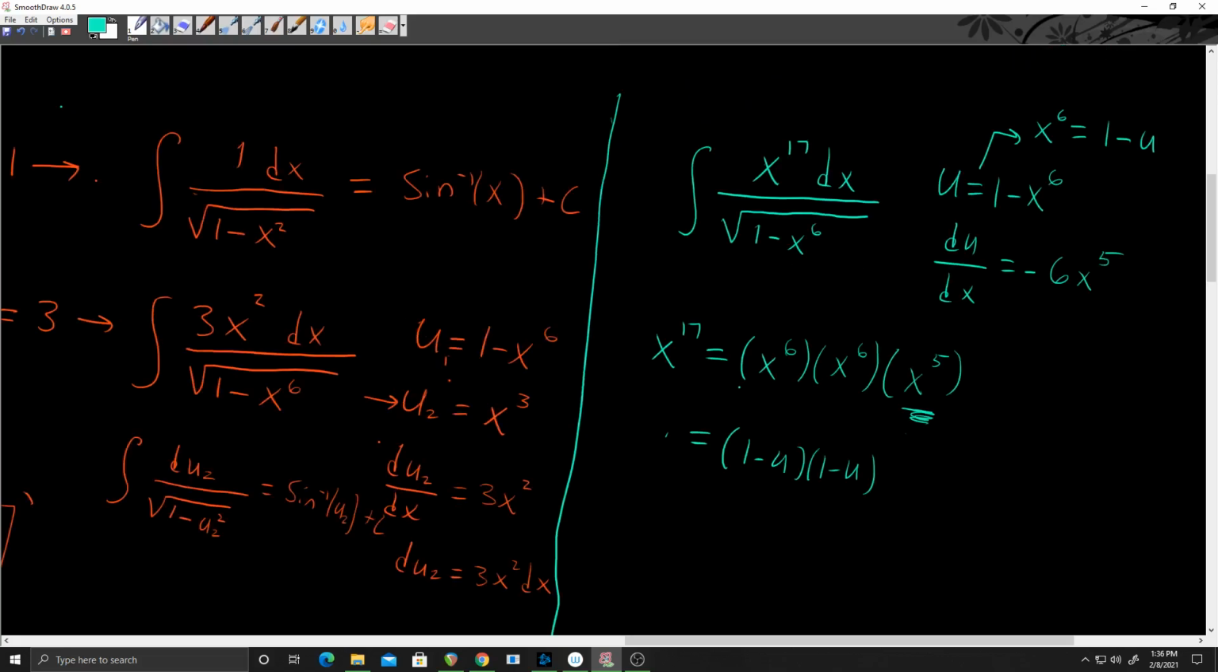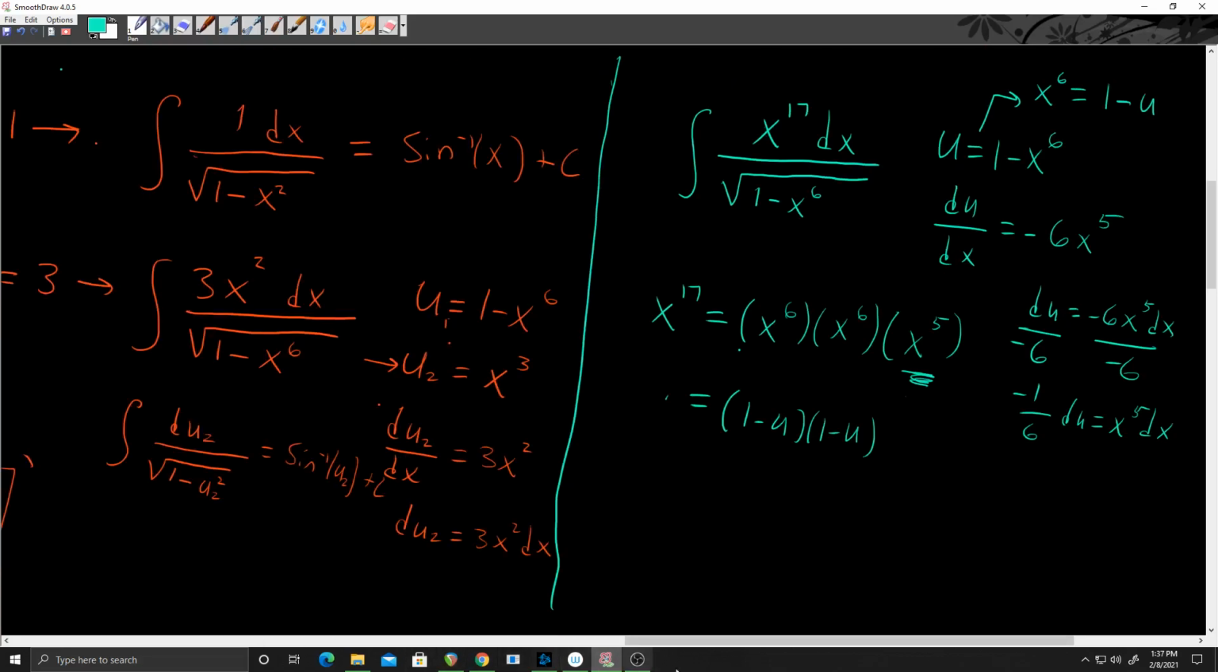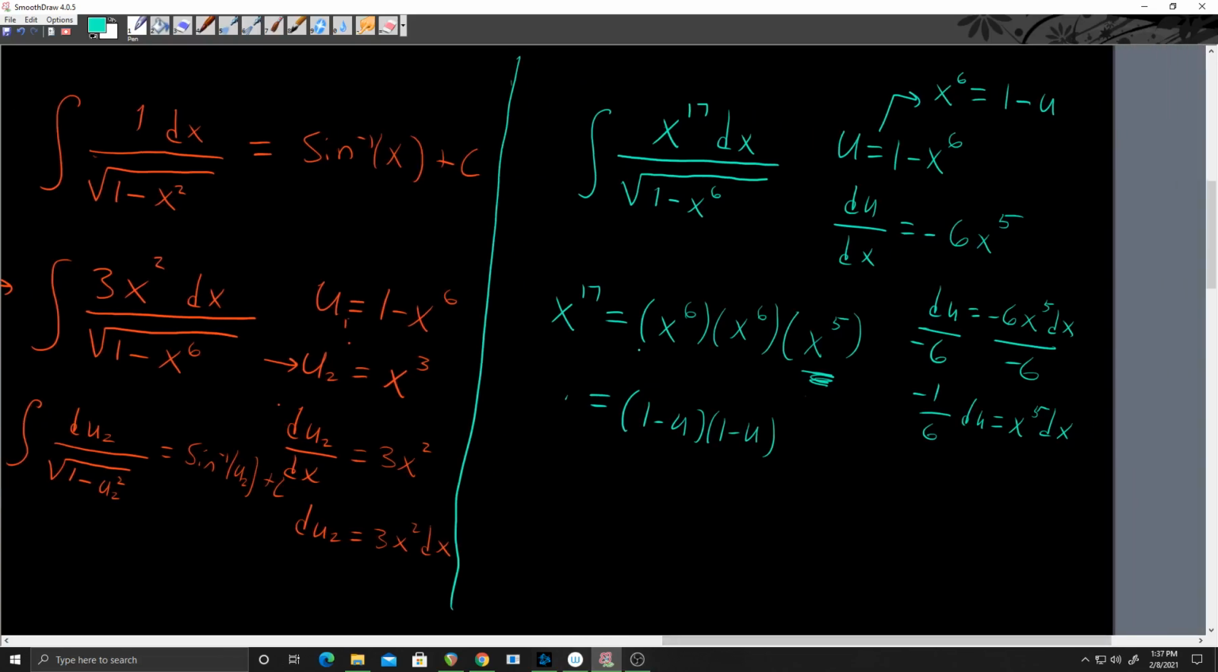And now let's work this out. du is going to be negative 6 x to the 5th dx. And in this problem we're going to have an x to the 5th dx, so I'm going to divide both sides by negative 6. What I wind up with is negative 1/6 du equals x to the 5th dx. So here we go, we have our whole strategy. Let me be as clear as possible, and we'll write this thing down.